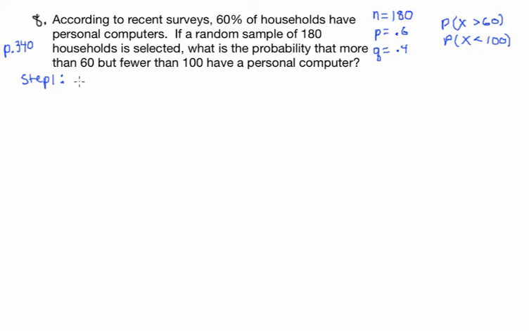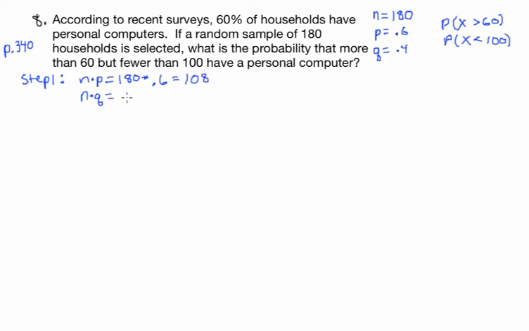What do we do to check that? Basically, we're looking to see if our sample size is big enough. And here's how you check this. You compare NP and NQ to 5. You want both those numbers to be greater than 5. N is 180 times P is 0.6. That's 108. We're good there.